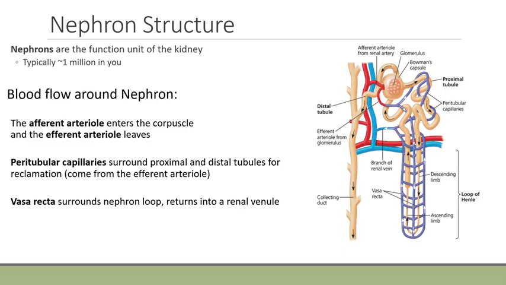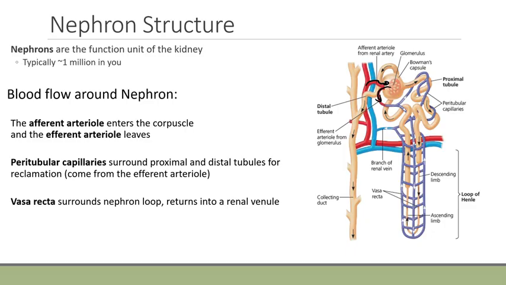As blood is going in from a renal artery, it's going to turn into what's called, eventually, the afferent arteriole. The afferent arteriole enters, becomes the glomerulus, filtration happens, and then it leaves as the efferent arteriole. Efferent exits the glomerulus, or exits the renal corpuscle. Afferent goes into it. After the efferent arteriole leaves, it turns into a capillary bed, right?